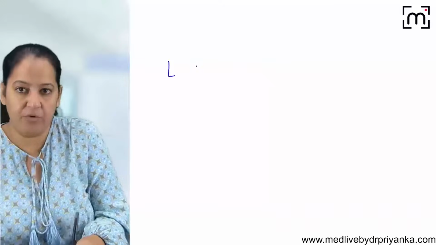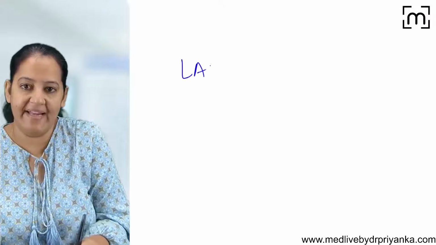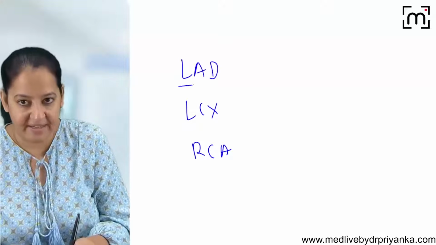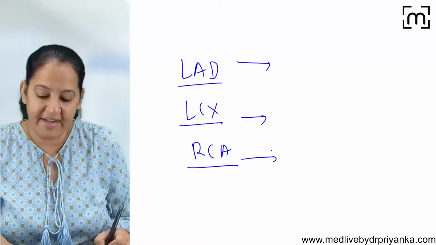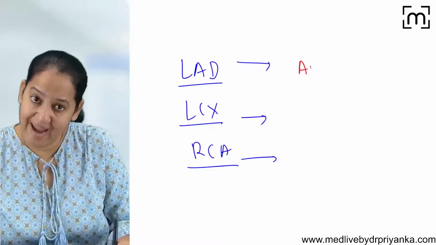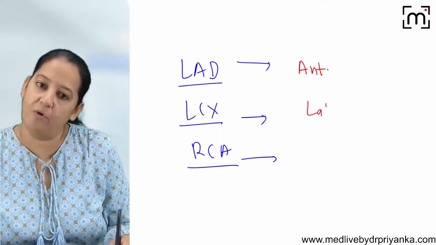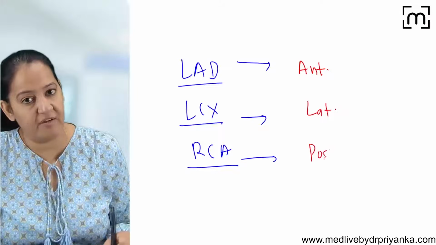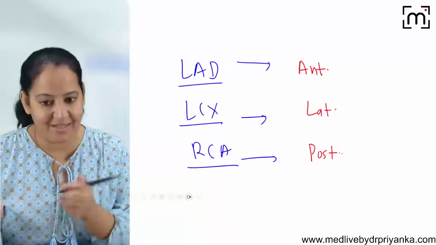So there are 3 types of coronary: LAD, LCX and RCA. Left anterior descending, left circumflex and right coronary artery. If LAD is obstructed, it supplies the anterior wall, so there will be an infarct in the anterior wall. LCX supplies the lateral wall, so there is an infarct in the lateral wall. RCA supplies the posterior wall, so there will be an infarct in the posterior wall. So you have to learn that, and you can see the same in the diagram also.